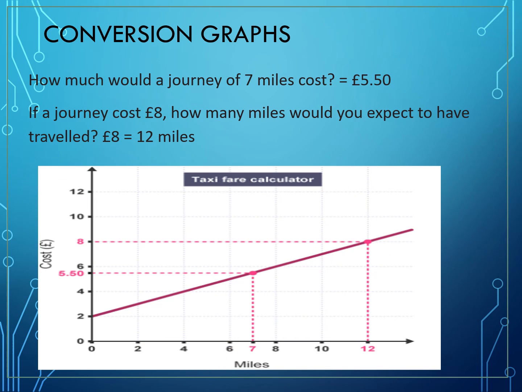So on this graph, how much would a journey of 7 miles cost? So we look at the x-axis, which is miles, and where that line corresponds onto the y-axis, that is £5.50. So how much will it cost? £5.50. Equally we can do it the other way around. If a journey cost £8, how many miles would you expect to have traveled? So we look at the 8 on the cost side, which is the y-axis, and where it hits the line exactly on the x-axis is 12 miles. So how far would that person normally have traveled? 12 miles, and that is your final answer.